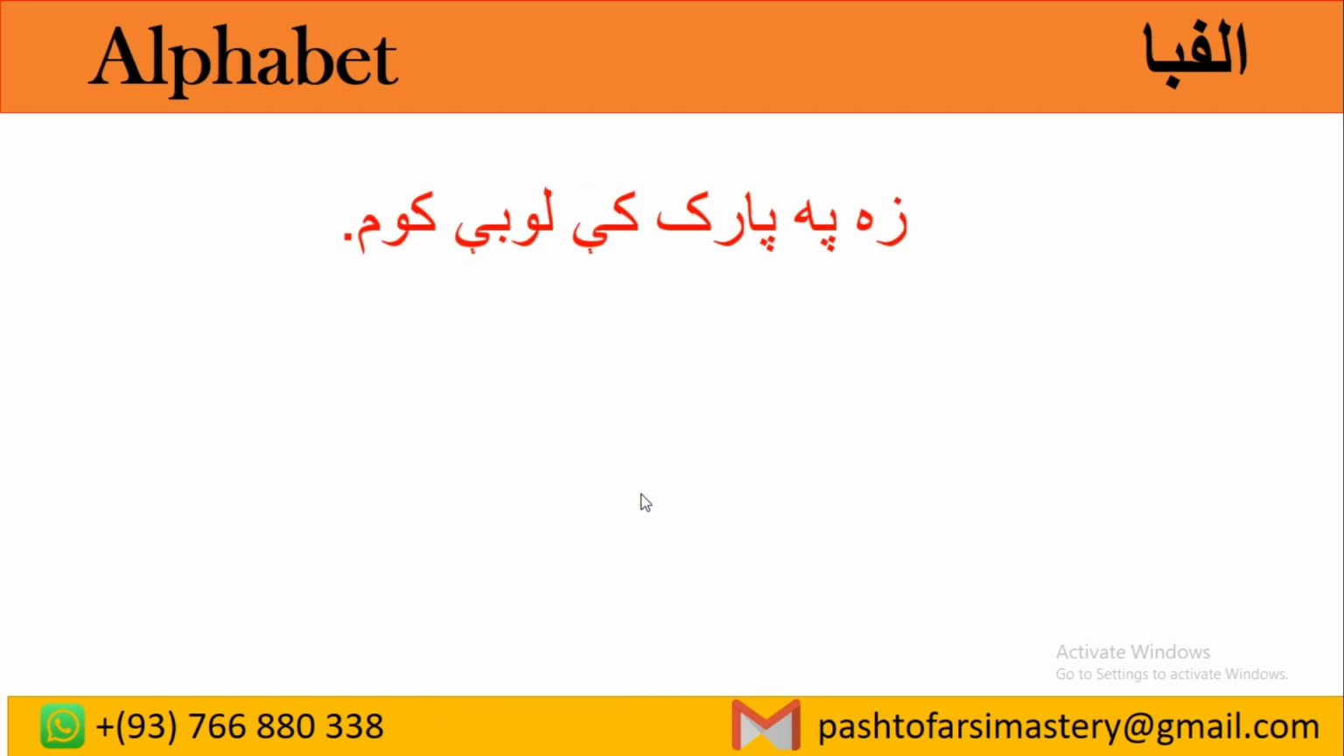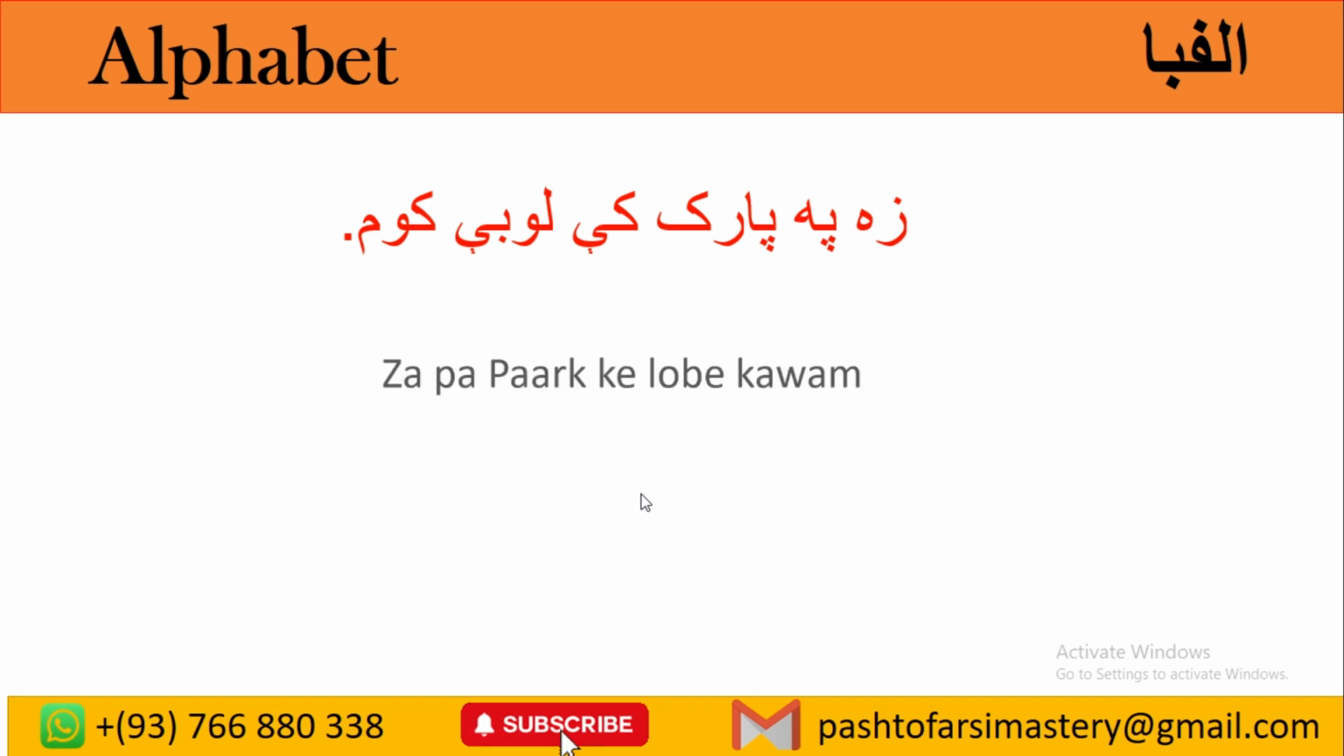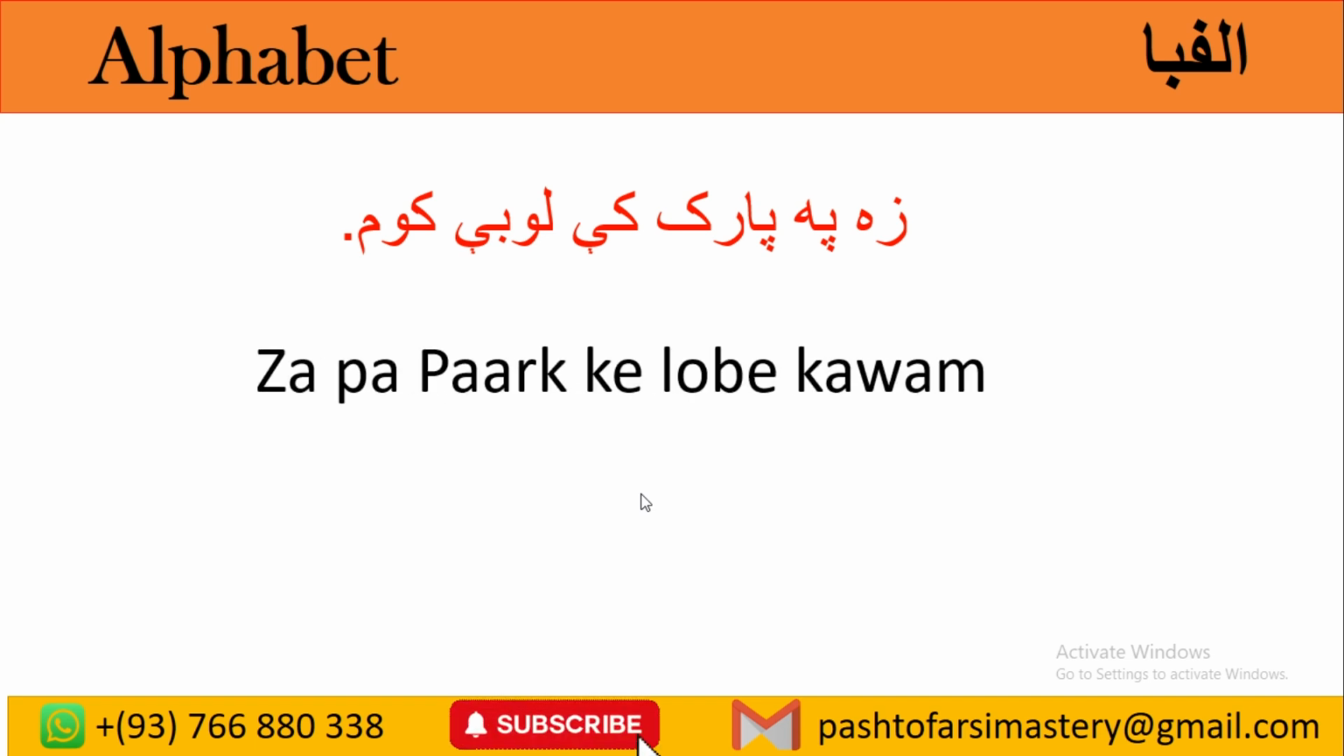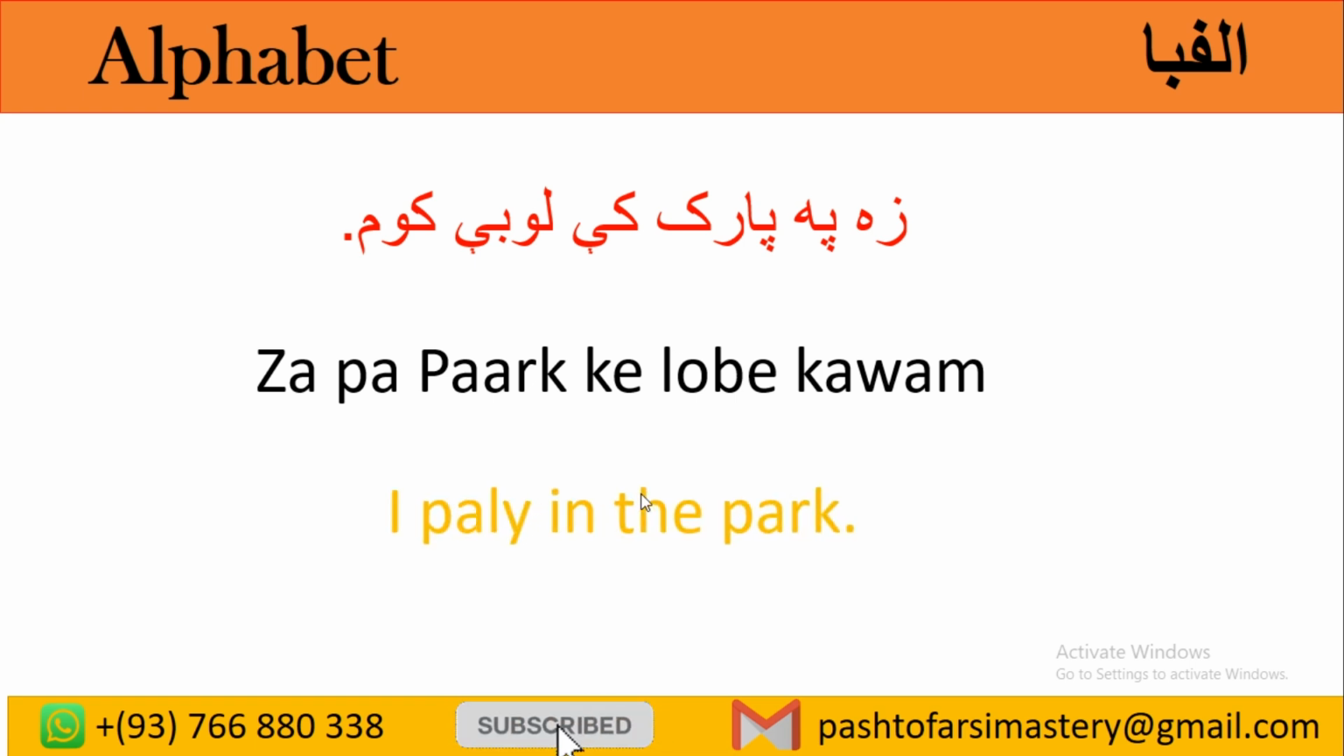We have the sentence: I play in the park. زه په پارک کې لوبې کوم. زه means I. په پارک کې means in the park. لوبې کوم means playing. Per and ke means in. We said in the previous video as well that this in comes in two parts. زه په پارک کې لوبې کوم. I play in the park.